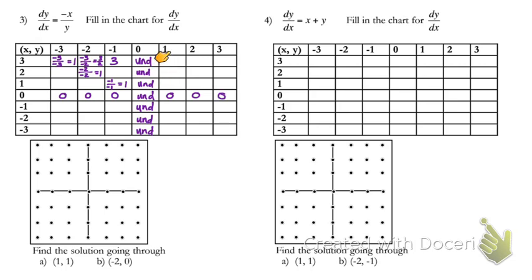If I plug in 3 and 1, that would be negative 3 over positive 1. That's negative 3. 3 and 2 would be negative 3 over positive 2. That's negative 3 halves. 3 and 3 would be negative 3 over 3. That's negative 1. All right. 2 and negative 3 would give me a negative 2 on top and a negative 3 on the bottom. That's 2/3.